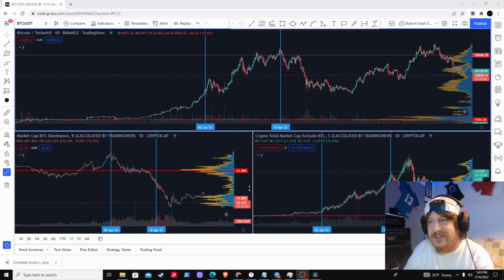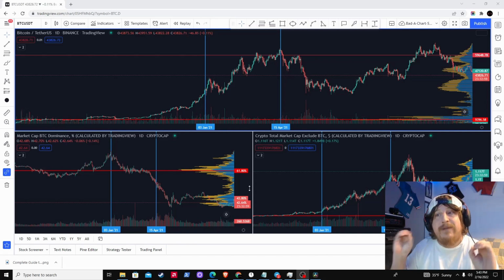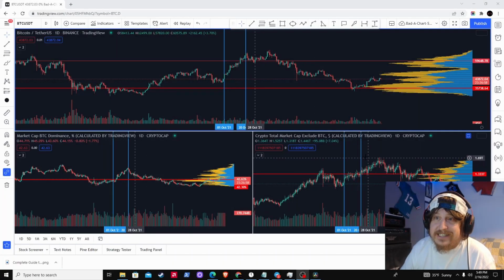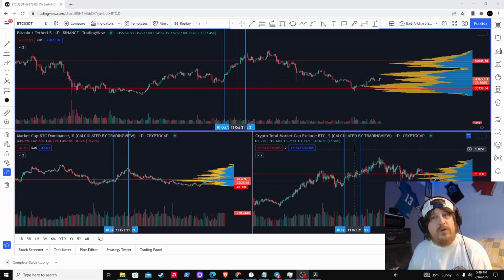So what does that tell you? That's that scenario where we say money ran into altcoins faster than Bitcoin, but money was just coming into the market overall. Now in our second scenario, this one is also good for altcoins, but just not as good as the last scenario.